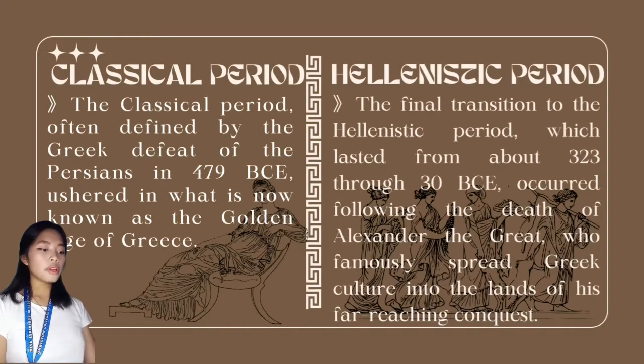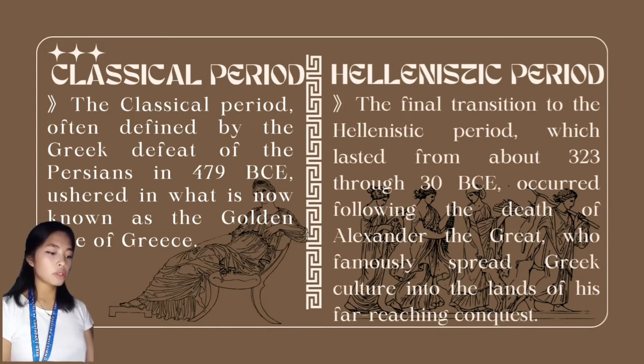The classical period, often defined by the Greek defeat of the Persians in 479 BCE, ushered in what is now known as the Golden Age of Greece. The final transition to the Hellenistic period, which lasted from about 323 through 30 BCE, occurred following the death of Alexander the Great, who famously spread the Greek culture into the lands of his far-reaching conquest.